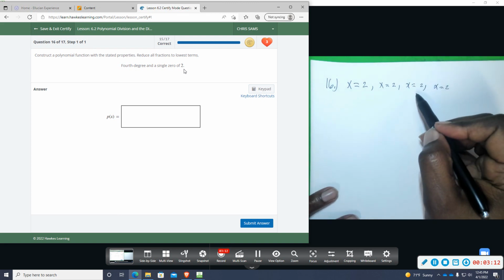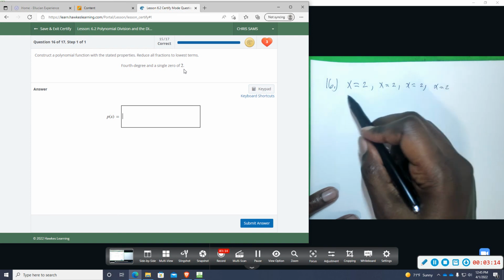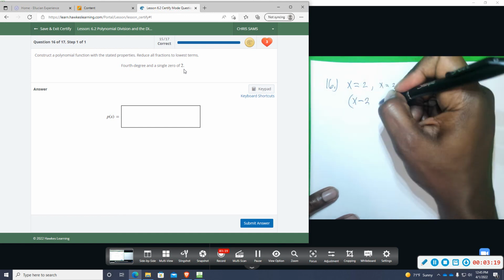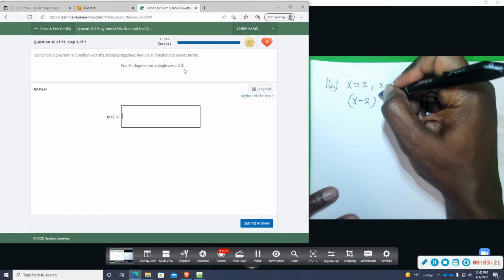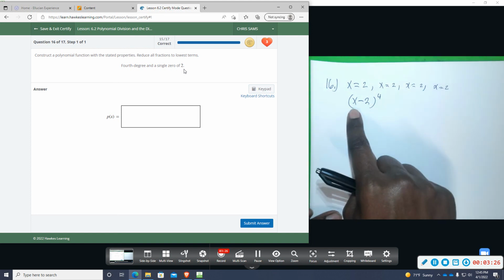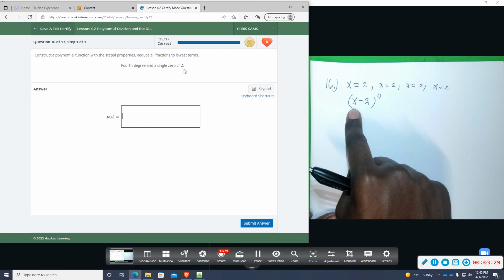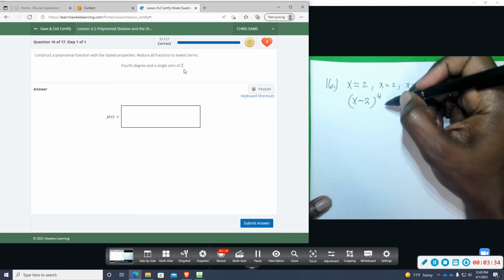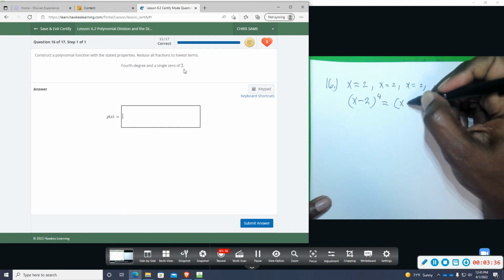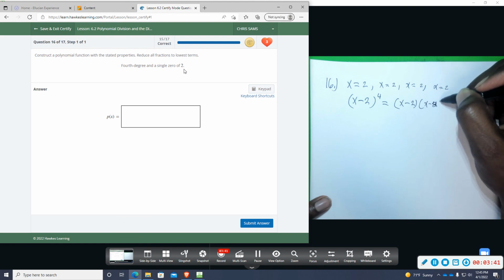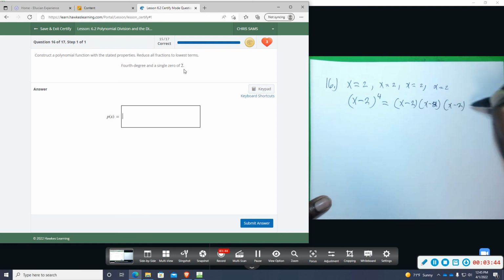Now, when I write this as a linear factor, I'll just write it as x minus 2. And then since I would have that 4 times, I can just write x minus 2 to the 4th. All right. And then that's all we get. So we're going to go from here and we're going to multiply basically x minus 2, x minus 2, x minus 2, and x minus 2. So I'm going to do this 4 times.